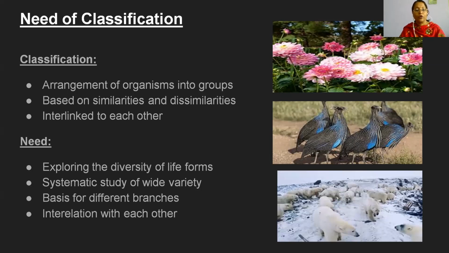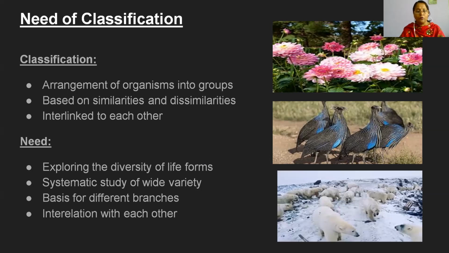Now, what is the importance of classification? This classification helps in exploring the diversity of life forms. It makes the systematic study of a wide variety of organisms easier. It also gives a base for different branches of biology, like biogeography, ecology, etc. It gives a clear picture of all organisms and the way they are related to each other.